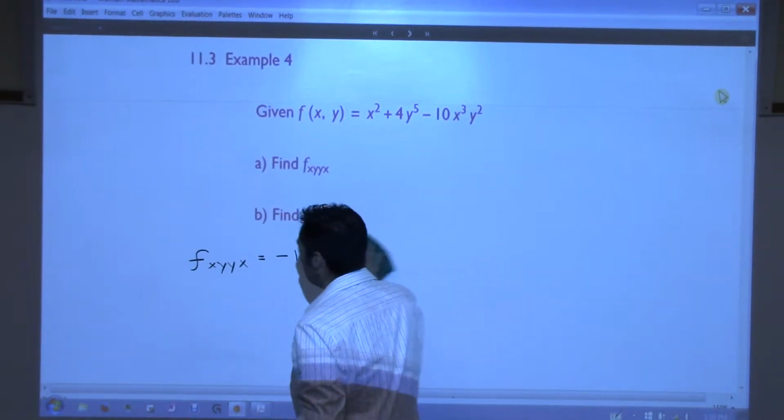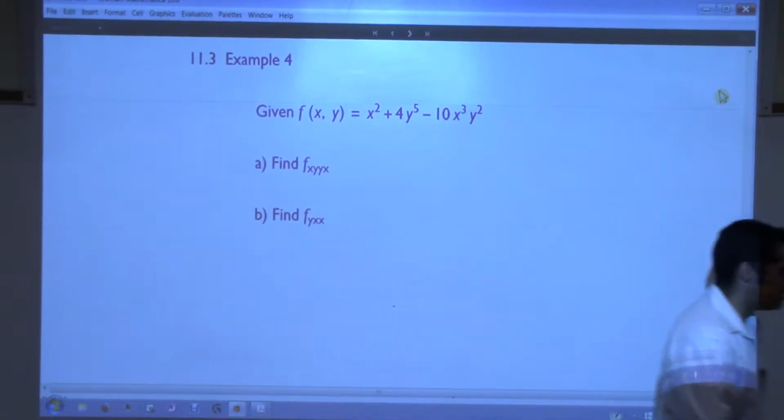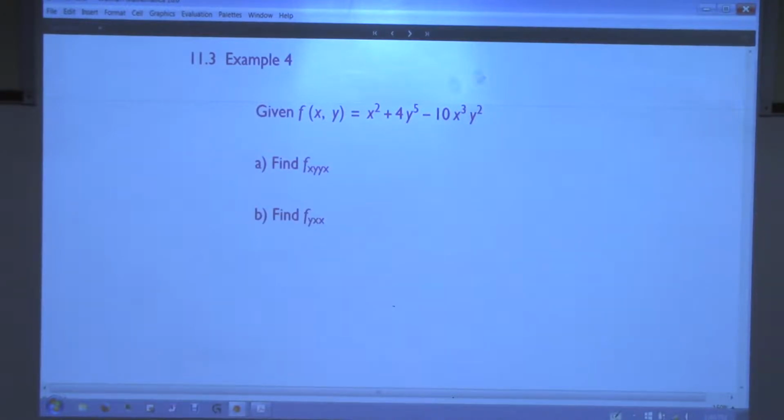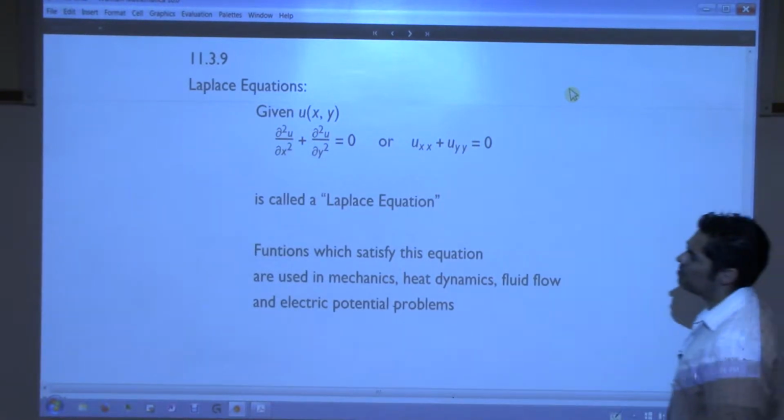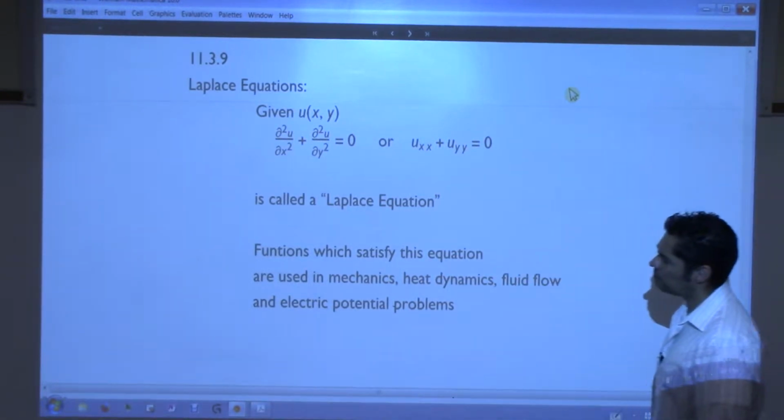Yeah, cosine and sine could turn into a mess. And that's also something you saw in Cal 1. Sometimes derivatives get nicer, sometimes they don't. Now here's an application of this.